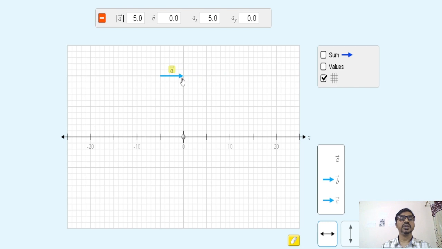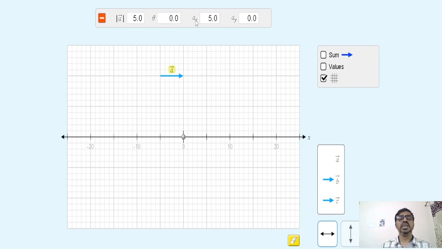So for example, I'll keep it here like this. You can read over here the modulus of a bar, or otherwise we call it the magnitude of the vector a bar, is 5 units. Then we have the second term, theta. Theta is the angle made by the given vector with the positive x-axis. In coordinate geometry we always measure angles with respect to the positive x-axis. Because the vector is parallel to the positive x-axis, it makes zero angle with it.